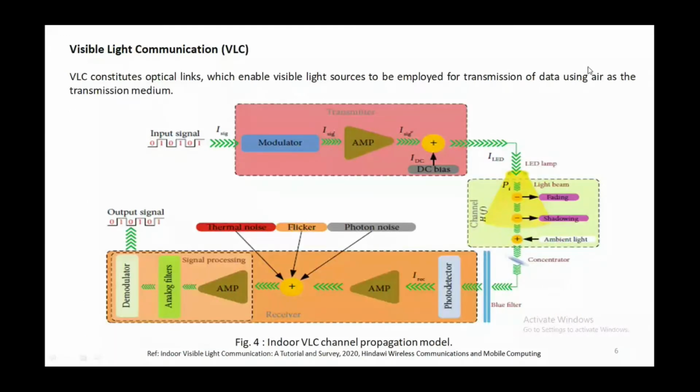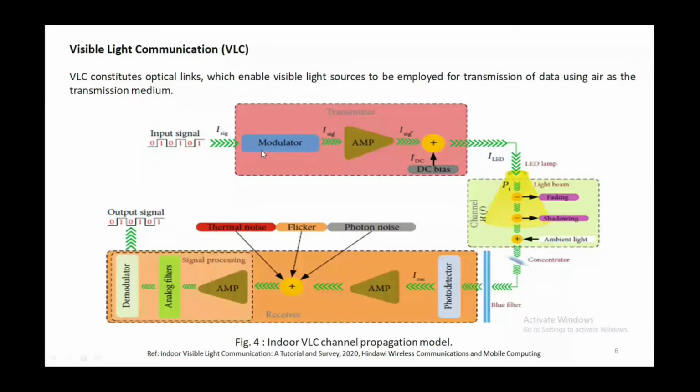Now come to the visible light communication propagation model. Visible light communication constitutes optical links which enable visible light sources to be employed for transmission of data using air as the transmission medium. So here our data is in binary or digital form, that is 0 1, and we transmit it into the module through the transmitter, and one channel block is there. Data will transmit through the channel block with the help of an LED, and on the receiver side it is received with the help of a photodetector. So this is the complete propagation model.